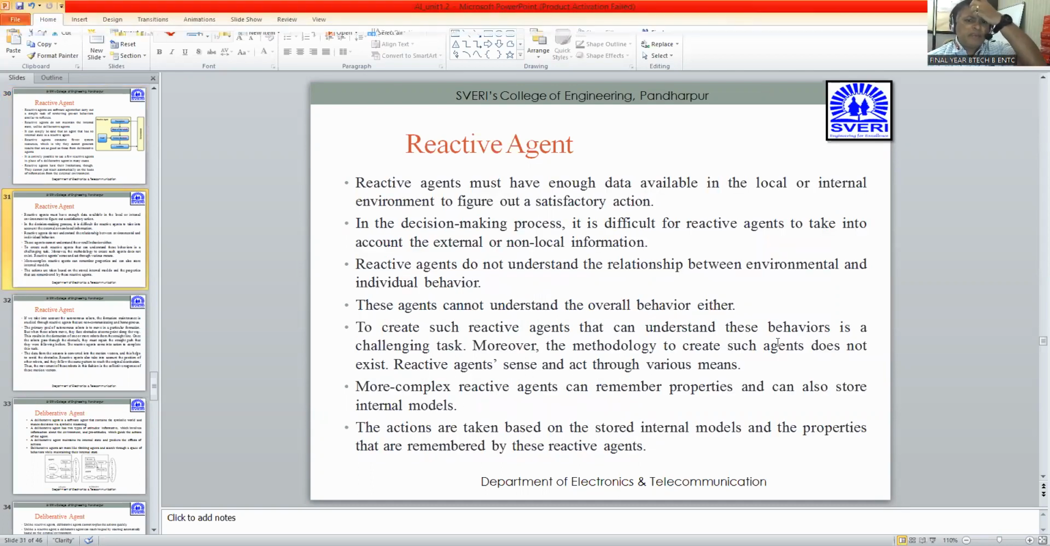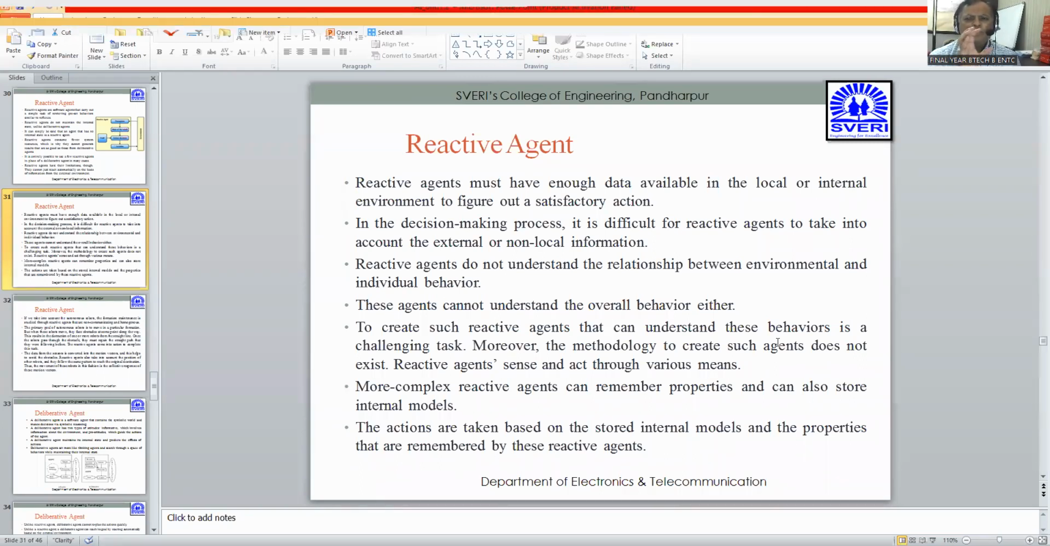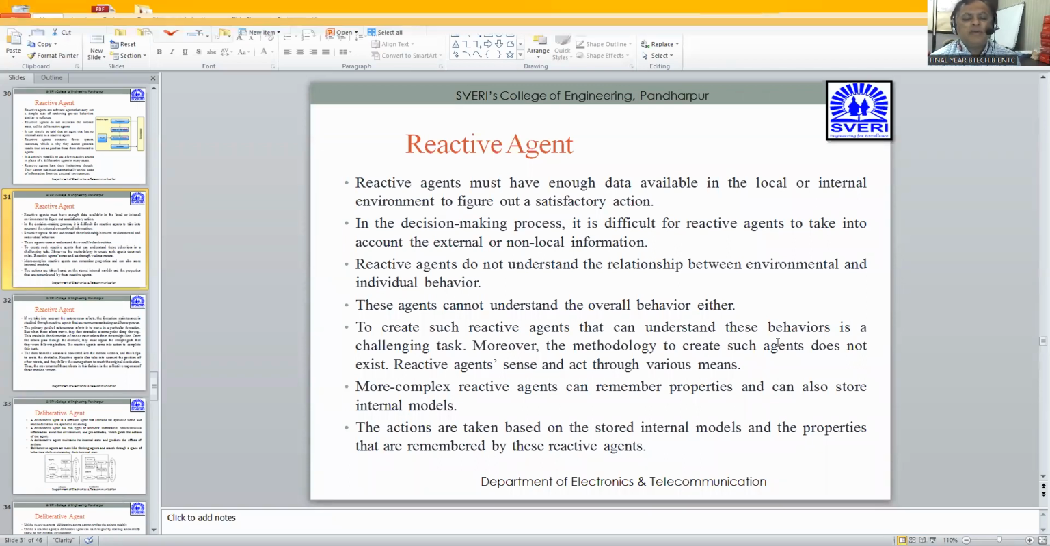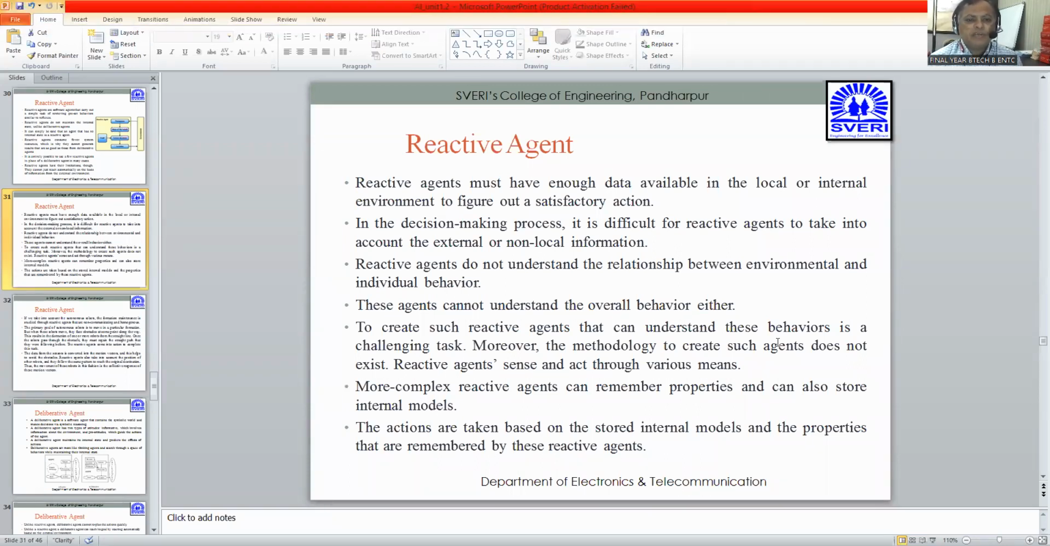Reactive agents must have enough data available in the local or internal environment to figure out a satisfactory action. Whatever input has been taken by means of sensors, that is the perception carried out by collecting the information through sensors, that should be enough. If very little information is present, then it becomes very difficult for the reactive agent to take any kind of action, or I could say a satisfactory action, on that data. So you need to have very good data in order to have these reactive agents.